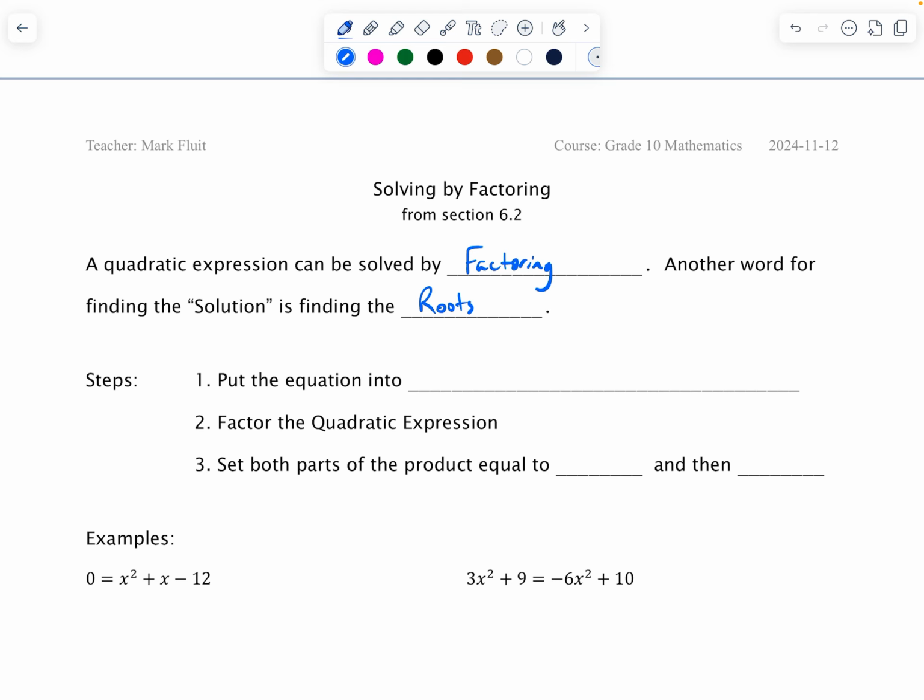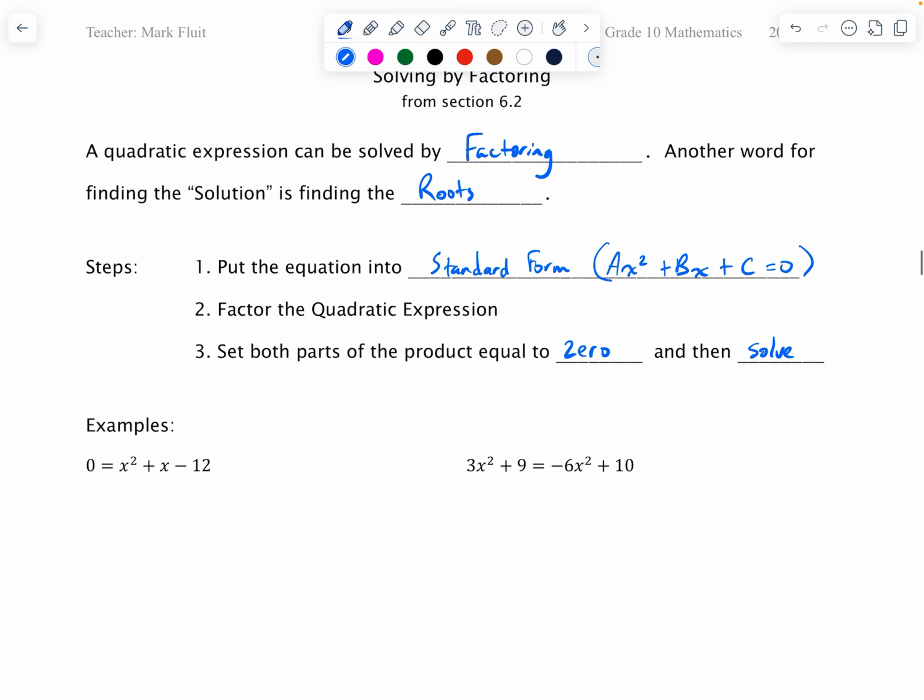So step 1, put the equation into standard form. And standard form looks like ax squared plus bx plus c equals 0. So we're going to get into that form. Second, we're going to factor the quadratic expression. And then thirdly, we're going to set both parts of the product equal to 0 and then solve. For each of these examples, you've got to be a master of factoring here. It's a basic skill in order to get into this.